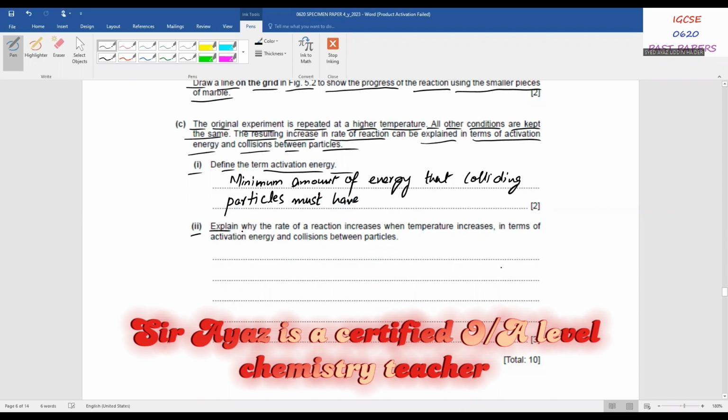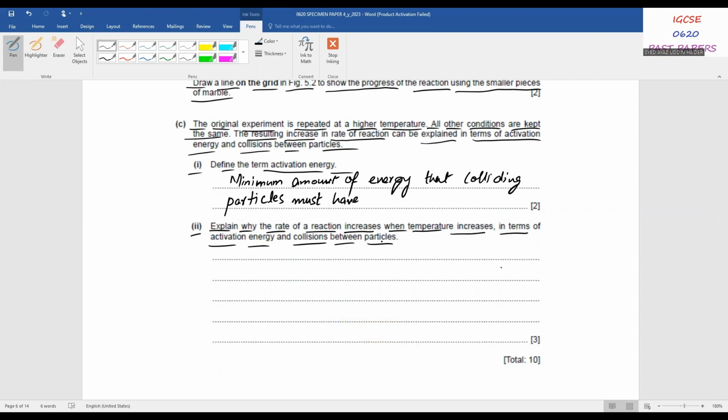Number 3, explain why the rate of a reaction increases when temperature increases in terms of activation energy and collisions between particles. They are saying that the rate of reaction increases when temperature increases. What is happening? The particles having more energy. So they will start moving faster. There will be more frequent collisions. So the particles have energy greater than the activation energy. So this is 3 marks question.